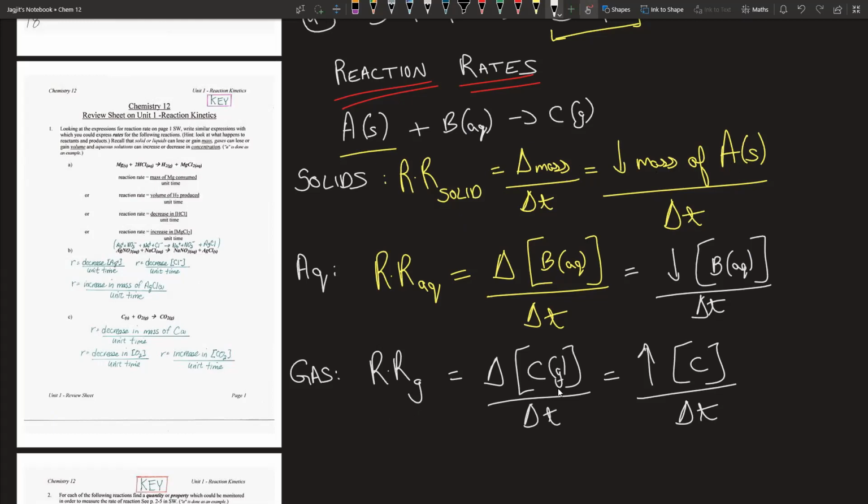For gases, you can use concentration. Concentration should be the first one that you can use for gases. There's a bunch of other things you can use for gases. You can use pressure. You can use volume. These are some of the other factors you can use, but the main thing for gas is still concentration. In this case, your gas was a product, so it will be increase in concentration of C over change in time. So far, so good?